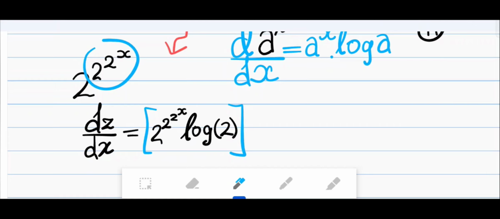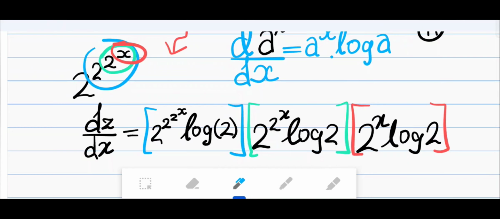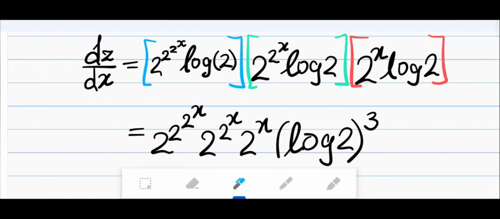Now deriving the contents inside the blue bubble, we have 2 raised to 2 raised to x. Now 2 raised to x is another variable, we will say. Let's green bubble it. So we get 2 raised to the contents of the green bubble, that is 2 raised to x, into log of 2, base log of a. Now the ending part is 2 raised to x, the green bubble contains. We derive that and we get 2 raised to x into log of 2. In the next step, we are opening the bracket and all that stuff, and we get this complex thing.